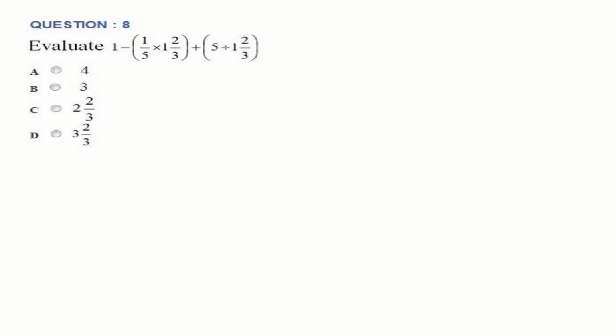Question 8 says, evaluate 1 minus the bracket of 1 over 5 multiplied by 1 whole number 2 over 3 plus 5 divided by 1 whole number 2 over 3. So this now leads us to BODMAS. We have brackets, division, multiplication, addition, and subtraction. So the first thing we have to attempt is bracket, which is B. So let's simplify everything inside the brackets.